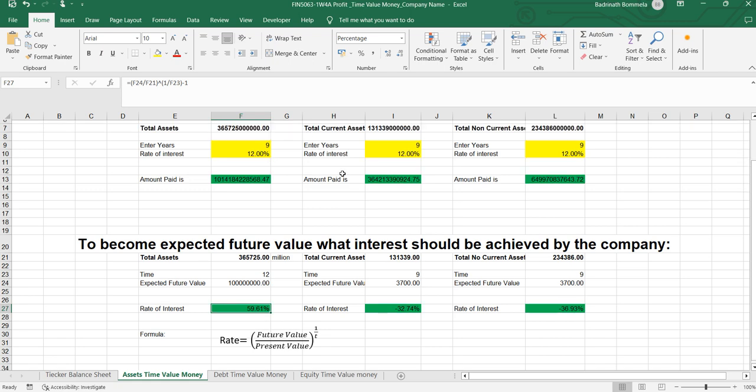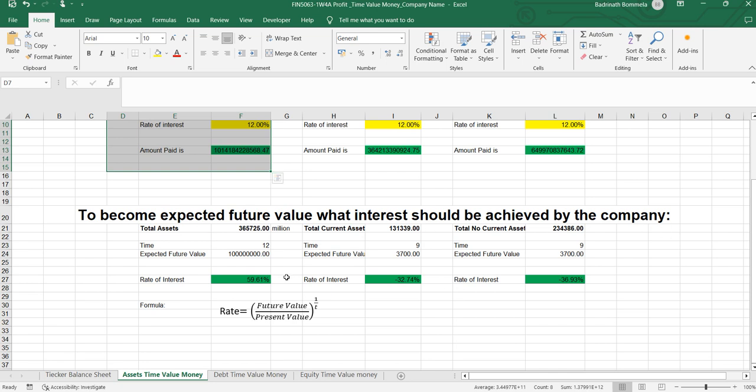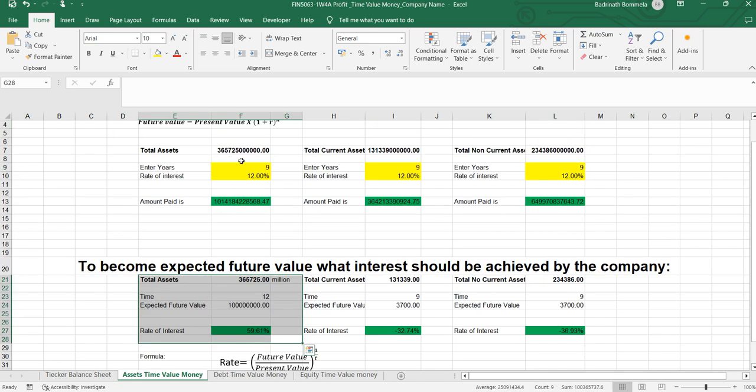Try to mention any one detail among the assets, and in this also any one detail. If you took current assets here, or total assets here, take the same total assets and the expectation value based on which you will be calculating the percentage of return.